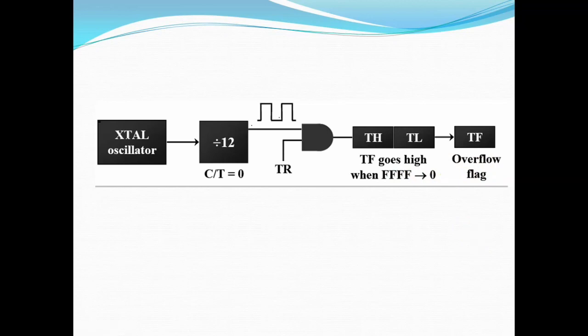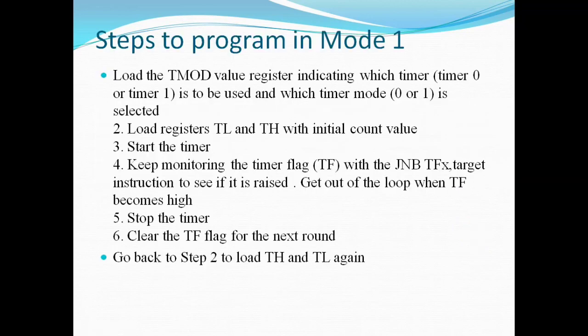Now let us understand the steps to program the timer in Mode 1. The first step is we have to load the TMOD register indicating which timer is to be used in which mode. So we know that there are two timers, timer 0 and timer 1, and there are four different modes, that is mode 0, mode 1, mode 2 and mode 3. So first we have to select the timer and its mode and load that value into the TMOD register. Then we have to set the initial count in TH and TL registers, and for that purpose first we have to calculate the initial count value.